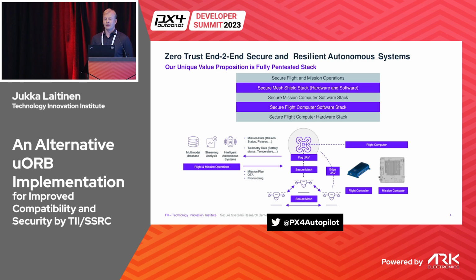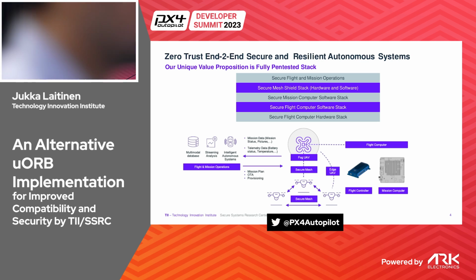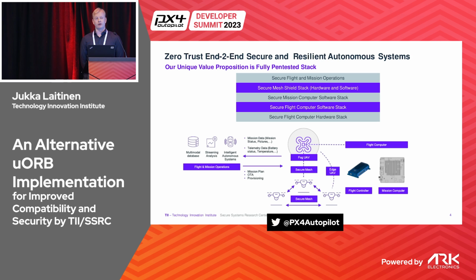Okay, so this is our secure autonomous system. We basically have three domains, roughly, that we are working on. First, the flight and mission operations, which consists of a web-based ground control station and mission planner, where you can plan missions for individual drones and drone fleets and swarms. And then tooling for over-the-air upgrades to the drones, collecting telemetry data, analyzing the data and such things.